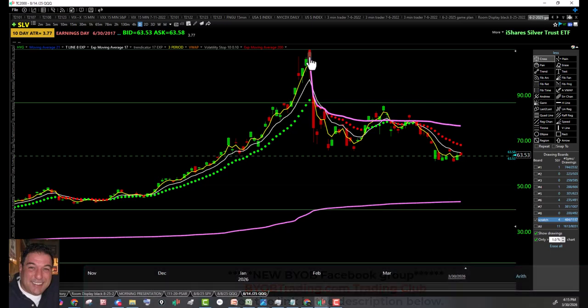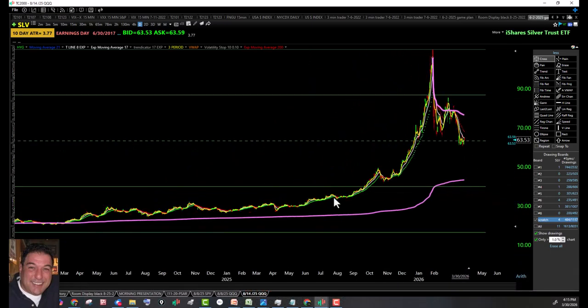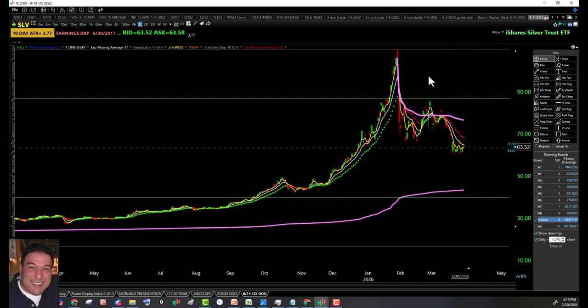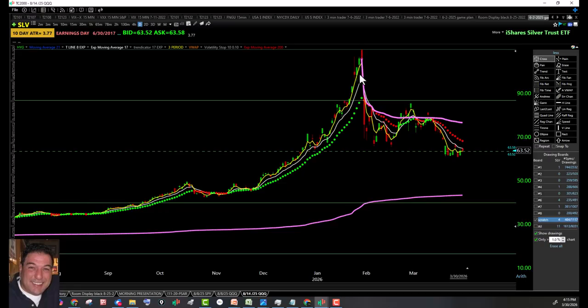There's the all-time high. Okay, this is the 2022 low. So you can see this is the origin of the move up there to the all-time high. See that exhaustion up there? That's what we were looking for today on the reverse side for the SPY.